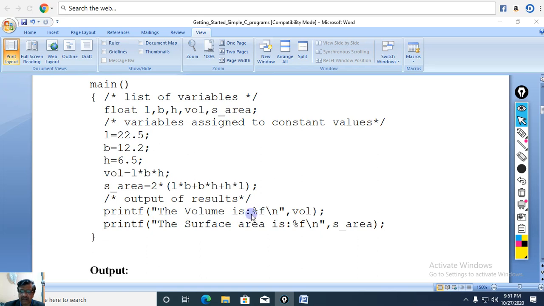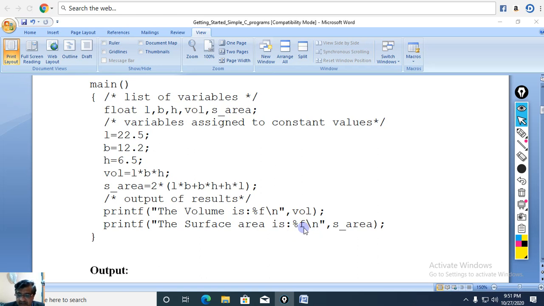For printing on the screen, the printf function is called, and it is written: the volume is colon, percentage f is a type specifier which can accommodate float kind of values, and printf the surface area is percentage f, slash n. Here slash n will take the cursor down to the next line, and in the next line this statement will be written. This is called a literal, or a string constant, and answers will be poured over here in this particular section.